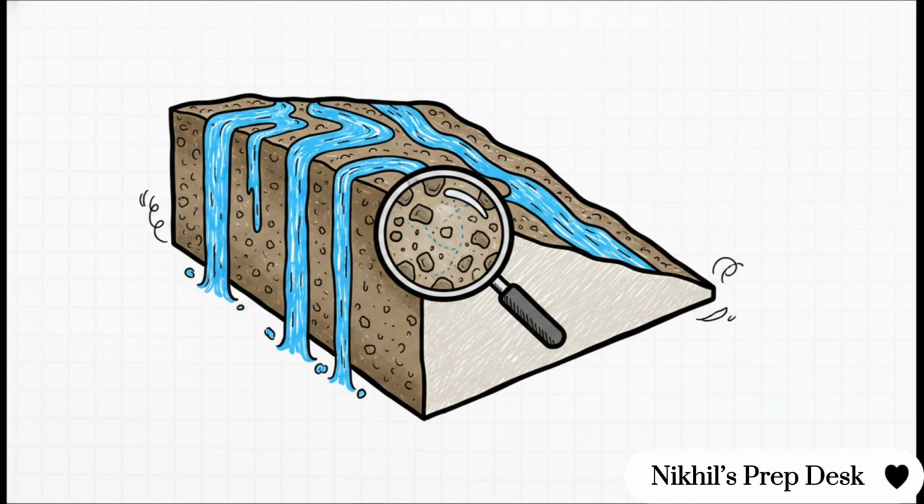Now don't let the variables freak you out, it's actually pretty elegant. The total flow equals the material's saturated hydraulic conductivity, that's K sub S, times the cross-sectional area A, all multiplied by the hydraulic gradient, I. Oh, and notice that negative sign? It's just there to show the direction of the flow, confirming water naturally moves from a high potential area down to a low potential area.